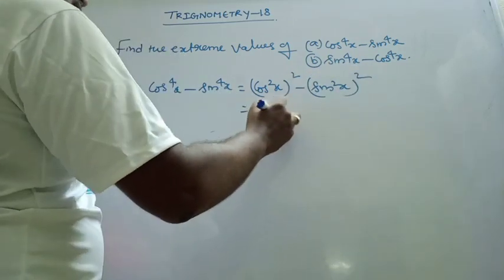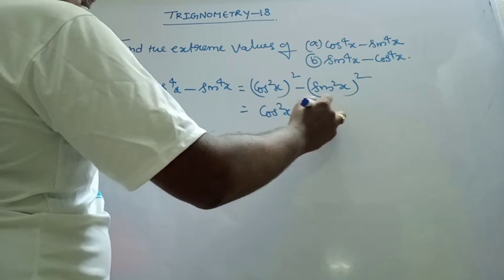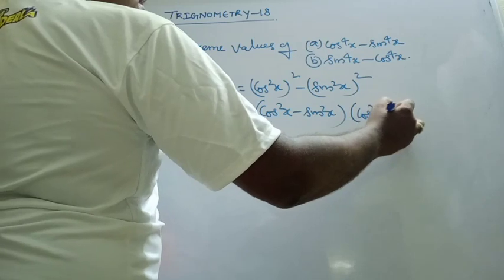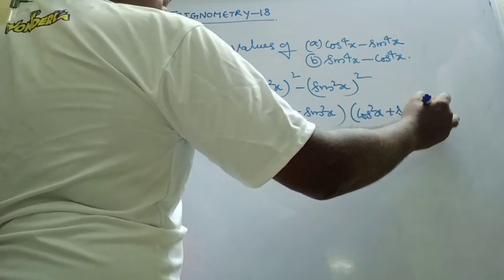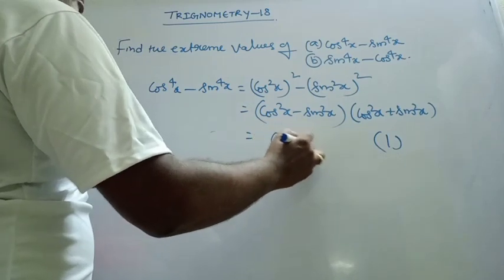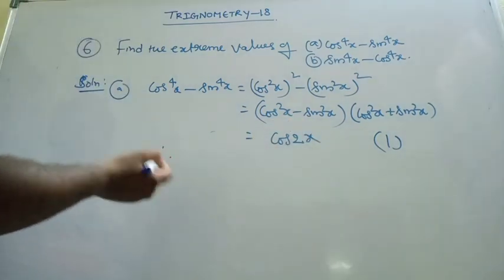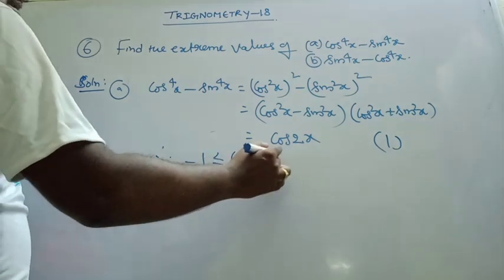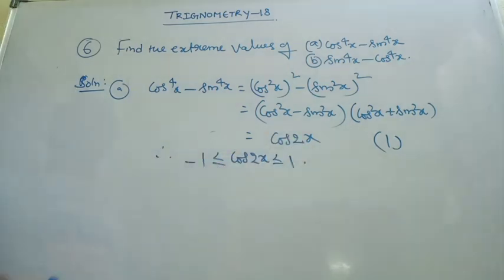Now this becomes, of course, cos square x minus sin square x into cos square x plus sin square x. Cos square x plus sin square x is, of course, 1, and the other factor, we already proved, is cos 2x. Therefore, the extreme values we are going to get: minus 1 lesser than or equal to cos 2x lesser than or equal to 1.